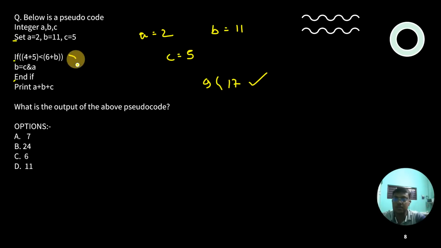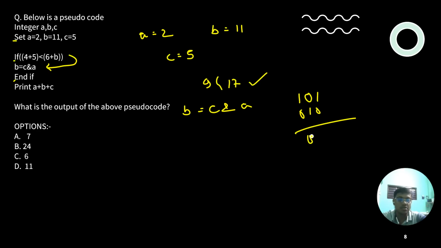So we move inside the for loop, and here is an assignment operation with the binary operator: b equals c and a. Now c value is 5, and 5 can be represented as 1, 0, 1, and a is 2. So 2 is represented as 0, 1, 0. And if we take the AND operation, it would be 0, 0, 0. So this comes out to be 0. So B's value is updated to 0.